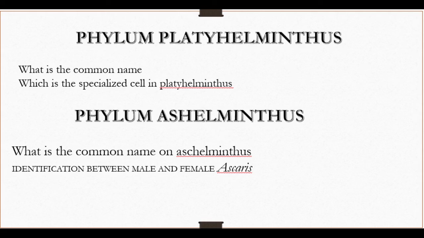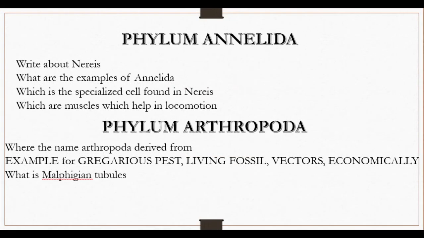In case of Annelida, the frequently asked question is to write about nereis, what are the examples of Annelida, which are the muscles which help in locomotion, and what is nephridia or what are their functions. These are regularly asked questions.